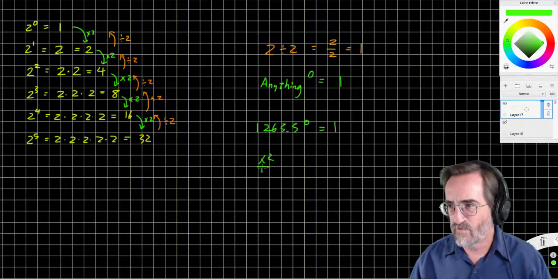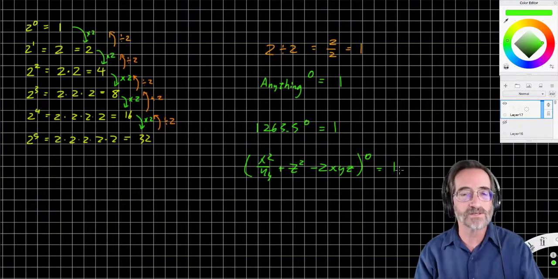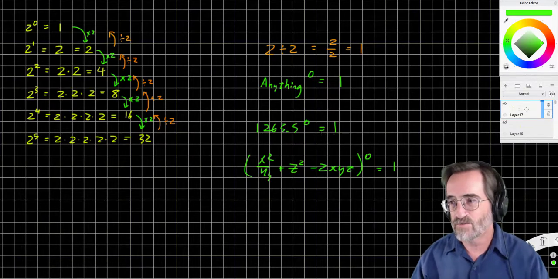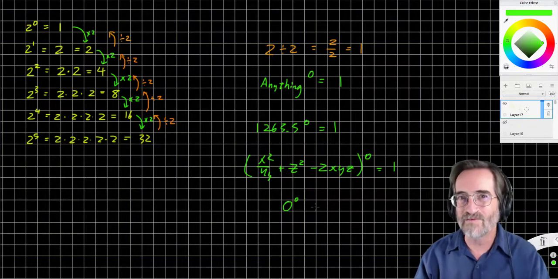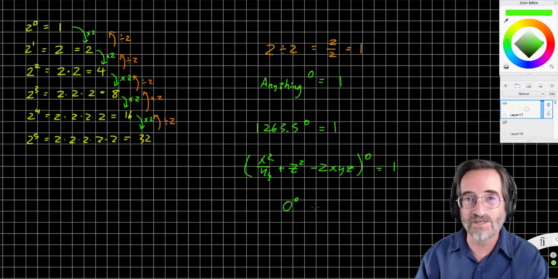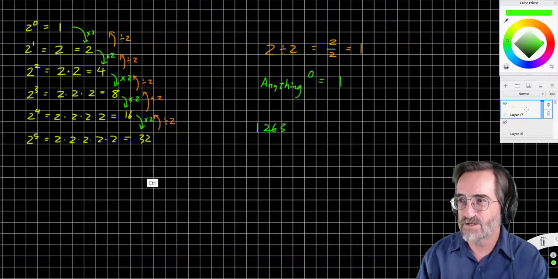X squared over 4y plus 7z, or z squared minus 2xyz, all raised to the 0 power, is 1. It doesn't matter what it is. If I raise it to the 0 power, it is 1. Now there is one exception that we won't get into much, and that's if you try to raise 0 to the 0 power. Questioning what even that means, because you'd have to divide 0 by 0, and you can't divide by 0. We won't get into that. So remember the rule, anything to the 0 power is 1. Now let's continue this on.